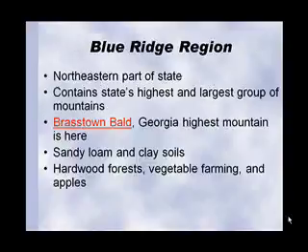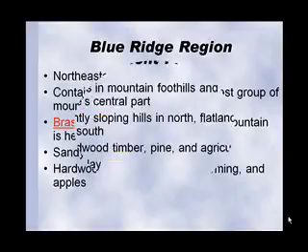The Blue Ridge region is in the northeastern part of the state, and it contains the state's highest and largest group of mountains. Brasstown Ball, which is Georgia's highest peak in the state, is located in this region as well. The soil is made up of sandy loam and clay, and hardwood forests, vegetable farming, and apples are very popular in the Blue Ridge region.